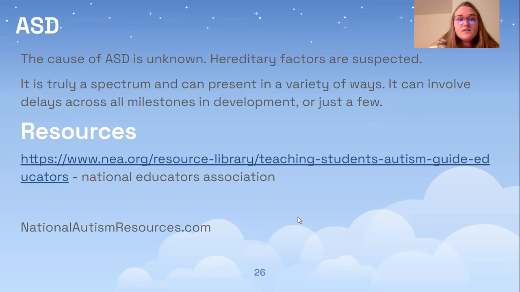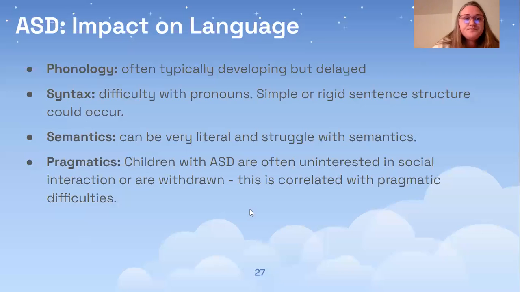It can involve delays across the board, or it can be just sprinkled throughout, and otherwise they're typically developing. It can be they just need support for a couple of months with early intervention, and then they're on track and with their typically developing peers. Here are 2 resources out there you can look into.